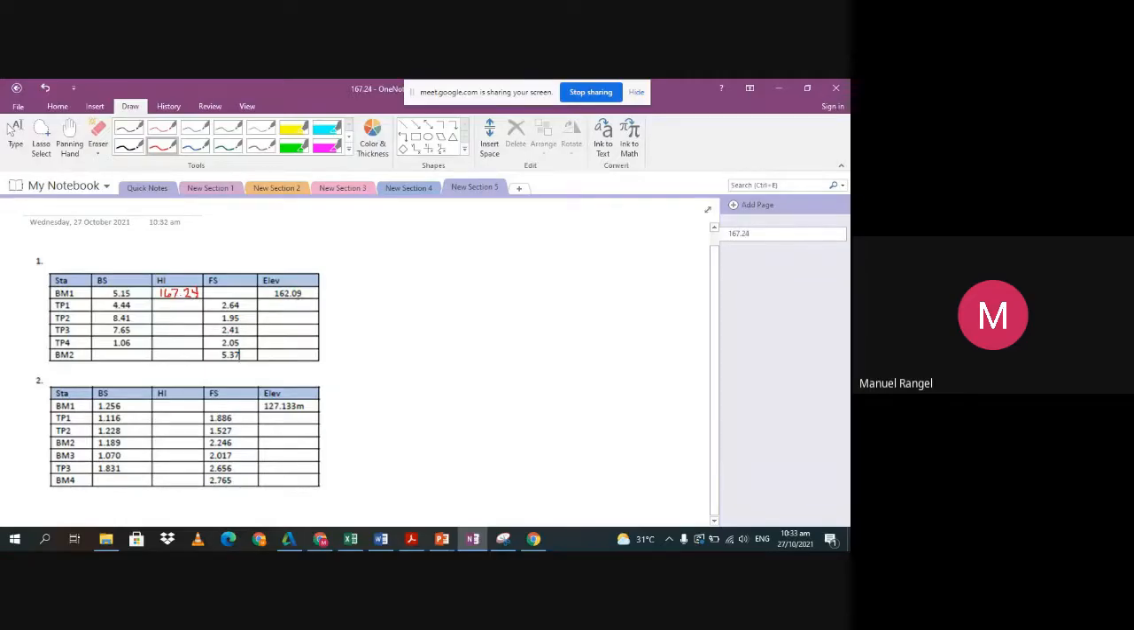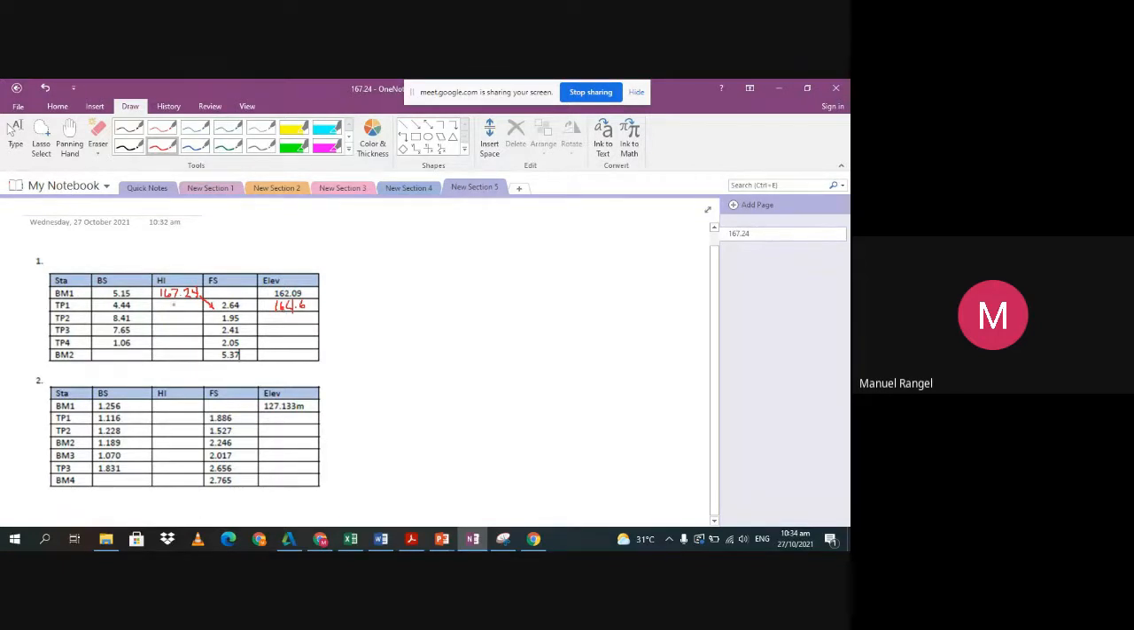Okay, then for the elevation of TP1, so HI minus the foresight reading, that is 167.24 minus 2.64. So diri, ang benchmark 1, wala siya permanente foresight, no? Kay man ang reference point. So, permanente siya. So 167.24 minus 2.64, that is equal to 164.6, so the elevation of TP1 is 164.6. So, mas taas ang location sa TP1 kaysa sa BM1.